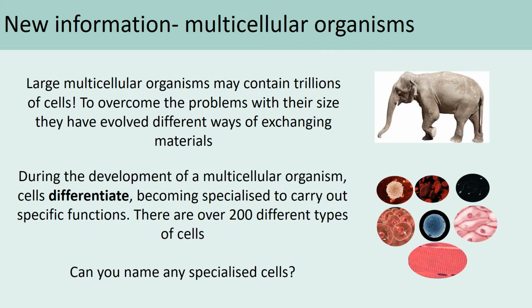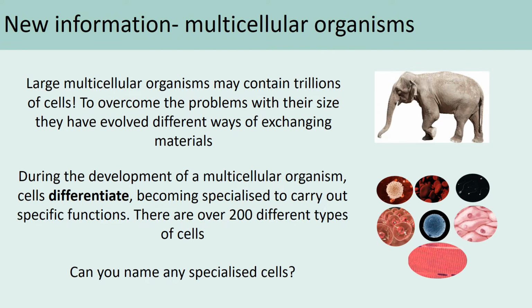So they've had to develop some different structures that enable all of those important chemicals to actually get around to every single one of those trillions of cells. So during the development of multicellular organisms, cells differentiate. We looked at that in a previous lesson, so they become specialized to carry out specific functions. We've already said there's about 200 different types of cells. So you might be able to remember some of those specialized cells.